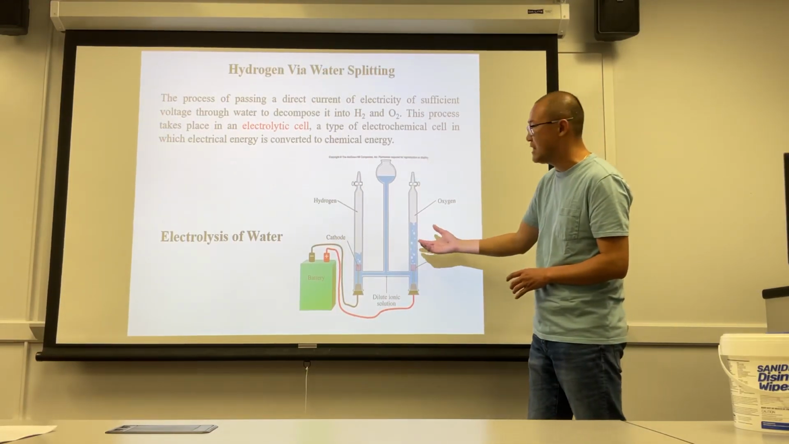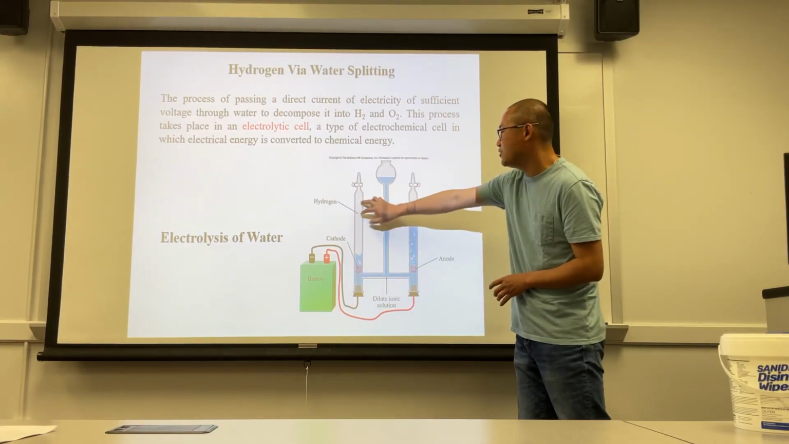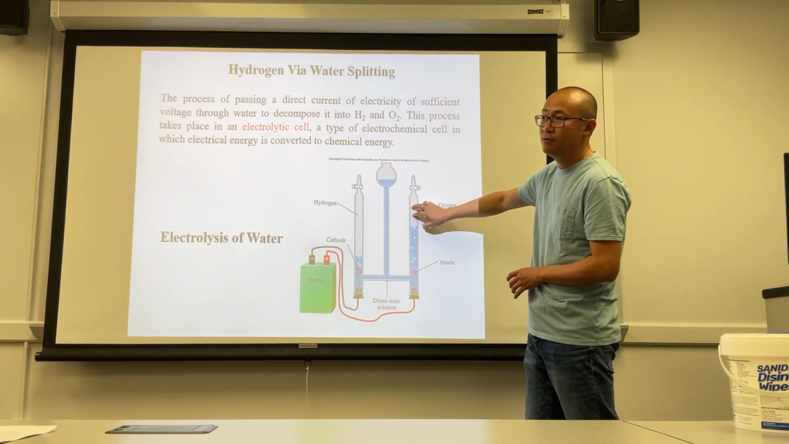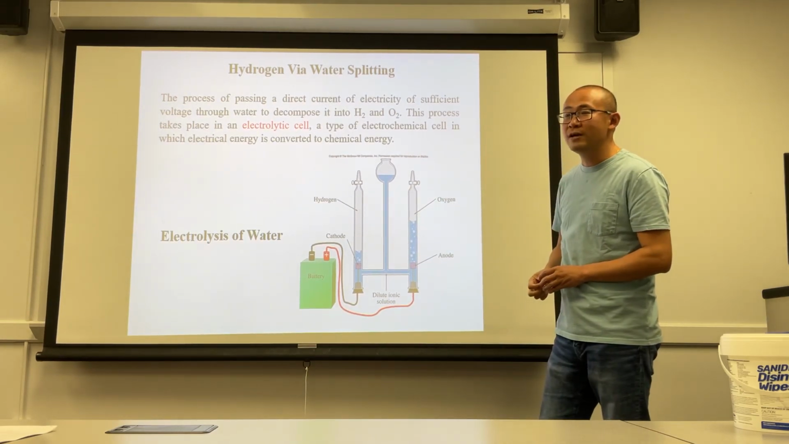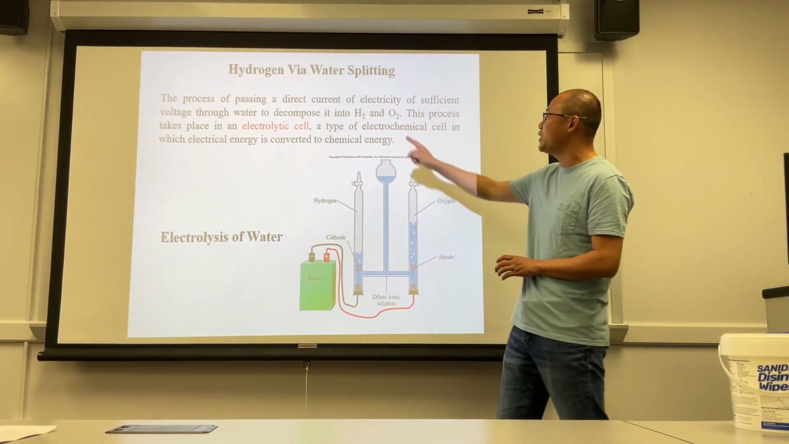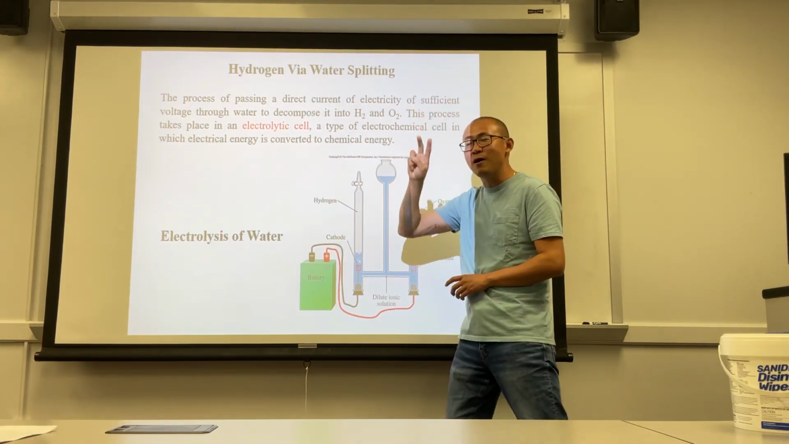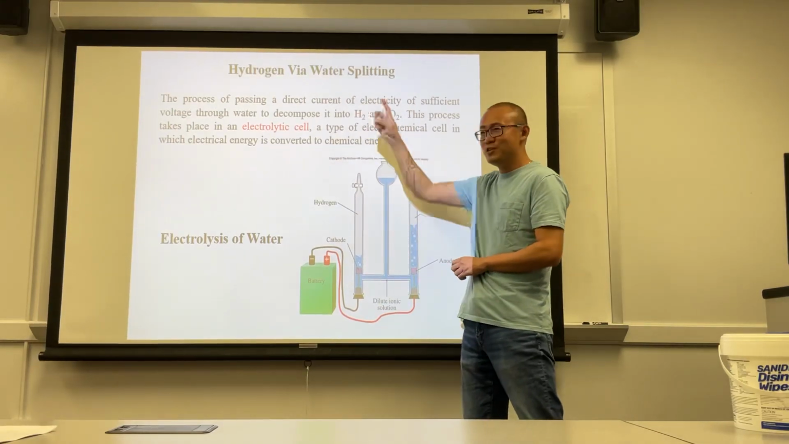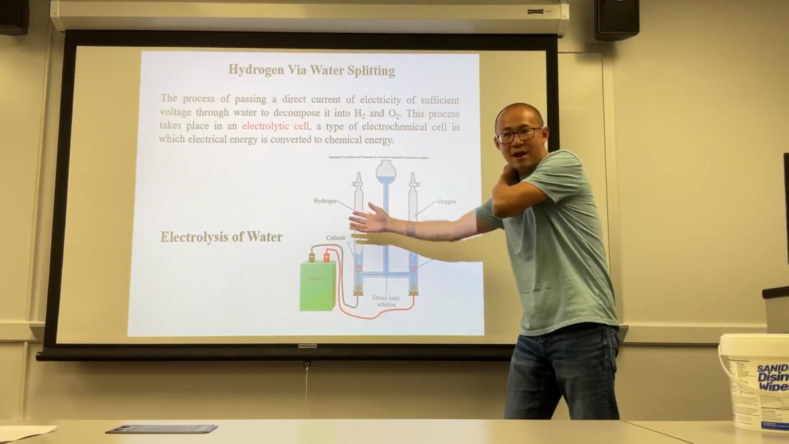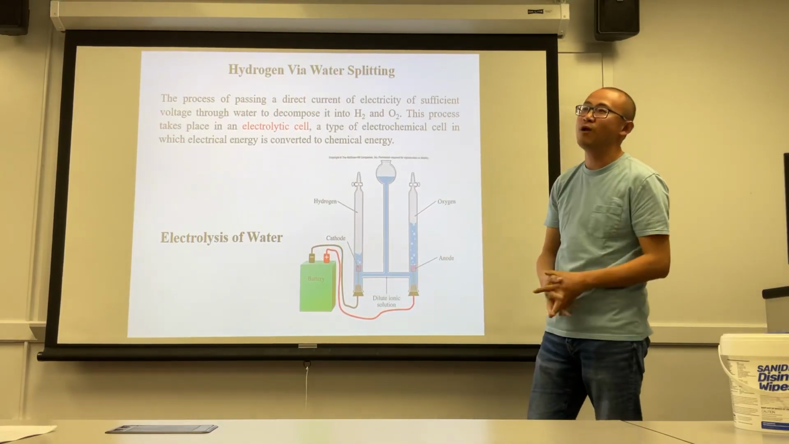And you will also notice that the volume of the hydrogen will be twice as much as the volume of oxygen. Why? Because water is H2O. So when you balance the reaction, you will find out for one molecule of oxygen, you will get 2 molecules of hydrogen. That's why the volume ratio of hydrogen and oxygen is 2:1.